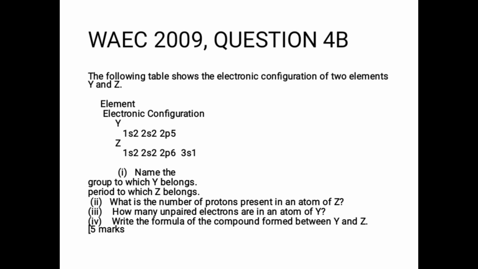The group that Y belongs to, the period that Z belongs to, the number of protons present in Z, how many unpaired electrons in Y. Then you have to write the formula of the compound formed between Y and Z. I hope you'll be able to do this. Quickly check and see if you can do it. Try and see, pause the video and do it.